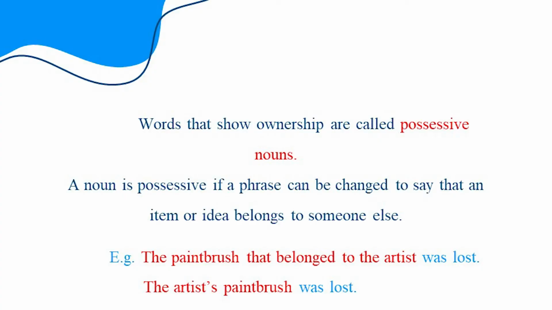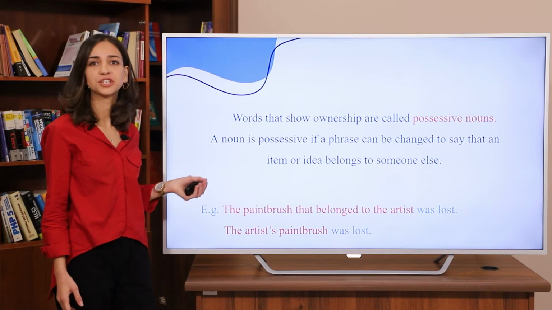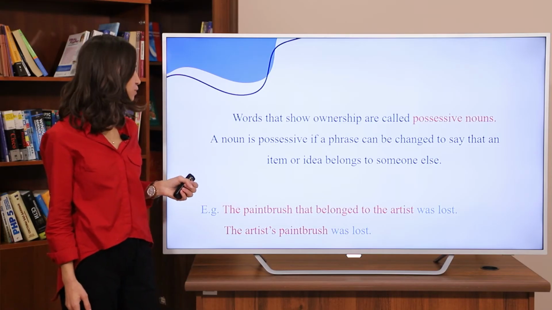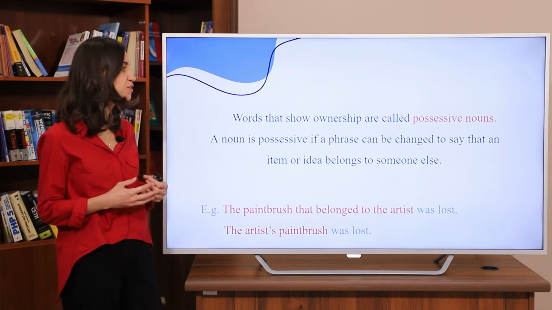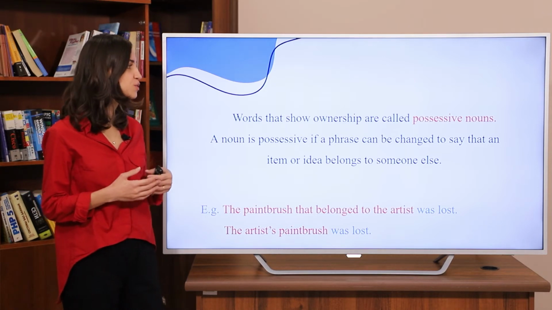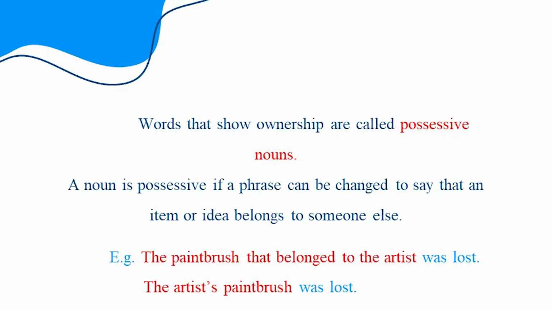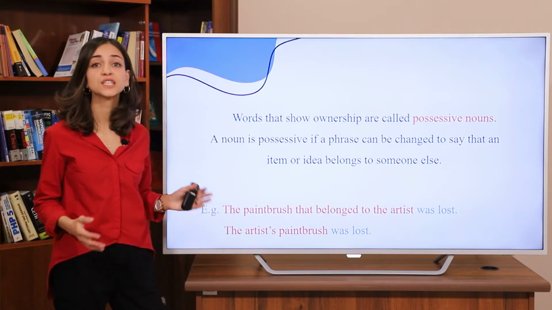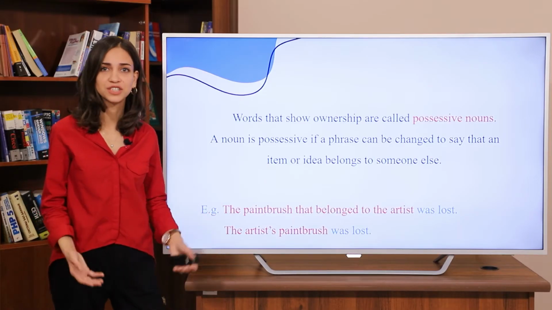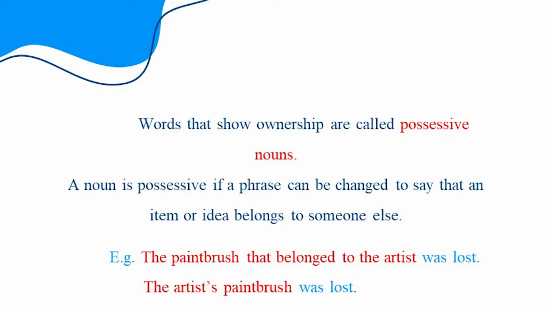So, what do we understand by saying possessive nouns? Words that show ownership are called possessive nouns. A noun is possessive if a phrase can be changed to say that an item or idea belongs to someone else. So, let's look at the example. The paintbrush that belonged to the artist was lost. How can we change this sentence? By saying, the artist's paintbrush was lost.